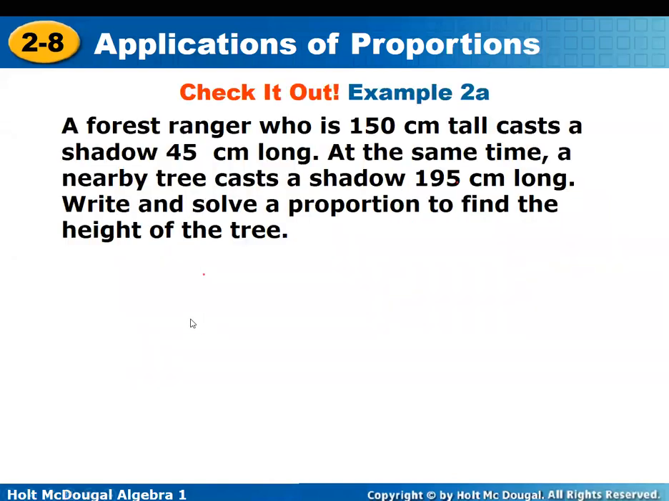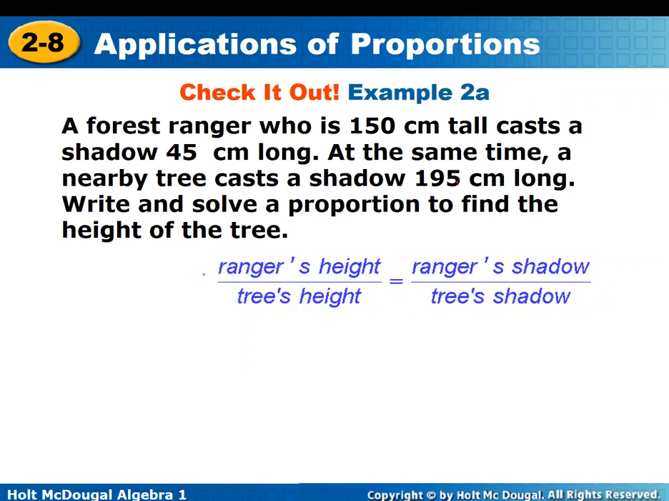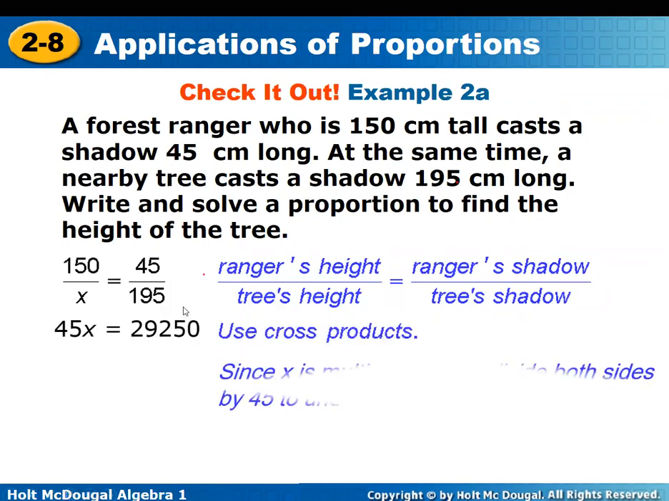This is another exercise about it. A forest ranger who is 150 centimeters tall casts a shadow 45 centimeters long. At the same time, a tree casts a shadow of 950. Also, we will find a relation between them. Ranger height, tree's height, ranger shadow, tree's shadow, cross multiplication, and then we will find the answer.